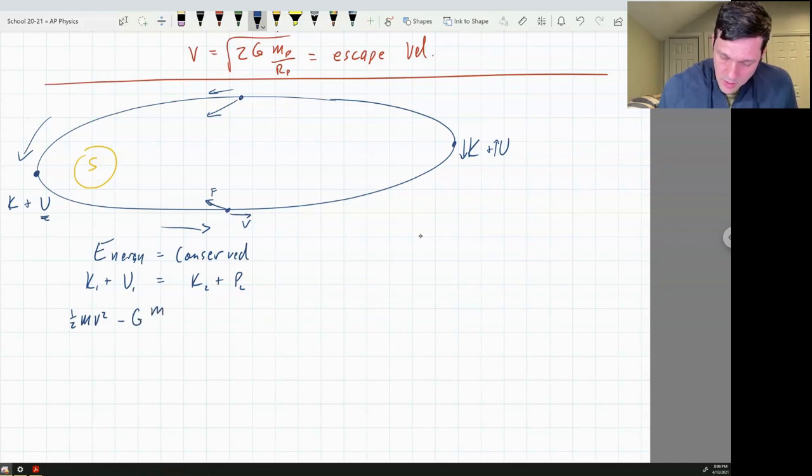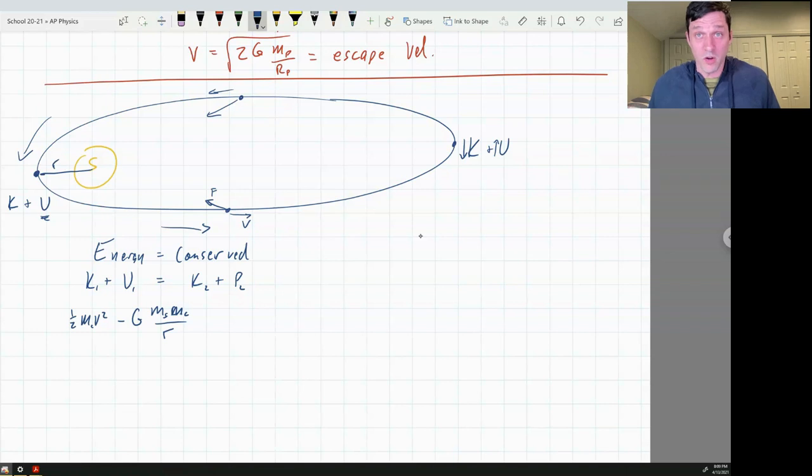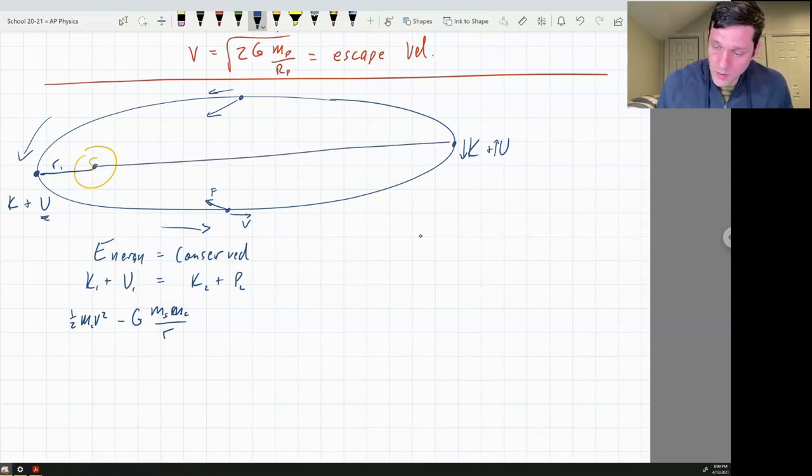G, let's see, the mass of the sun times the mass of the comet, let's call this a comet, divided by the current radius, wherever it is, radius. That's effectively like where it's starting. At this point right here, we'll be curious to know how its energy changes once it gets to this point way over here.